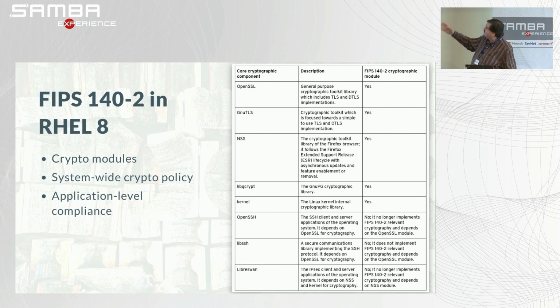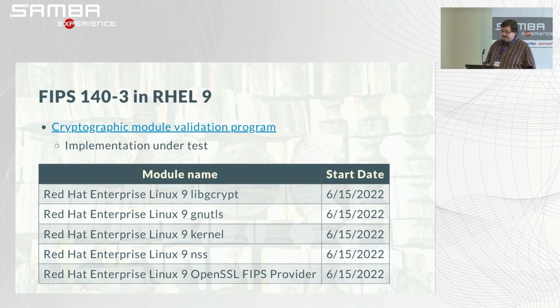And that's an interesting task. In the past OpenSSH had its own crypto, libssh and libreswan, which is a VPN thing, had to use their own crypto. With RHEL 8, this was changed. They were switched to use one of those libraries, and therefore they don't need to be certified explicitly in this process. Only the crypto modules have to. With RHEL 9, it's a separate cryptographic module, a set of modules. There are 5 of them, and the certification process still continues.